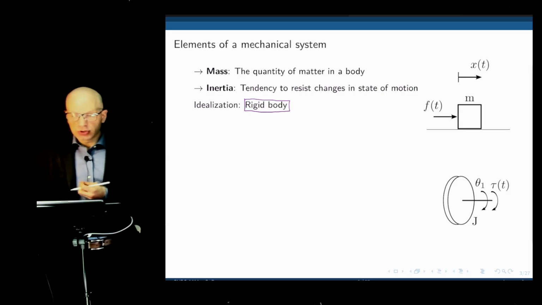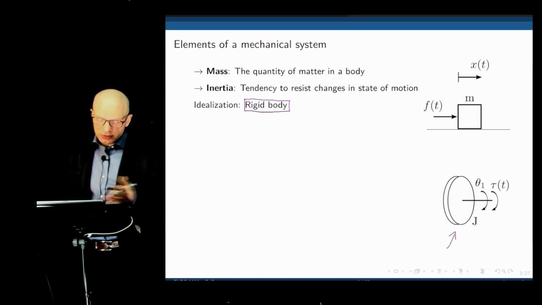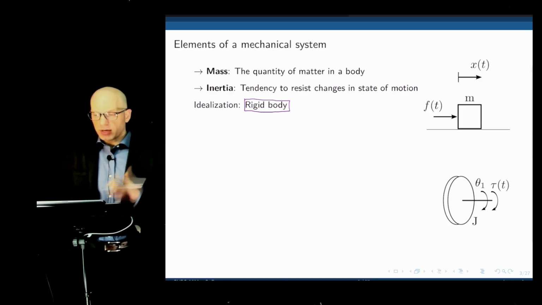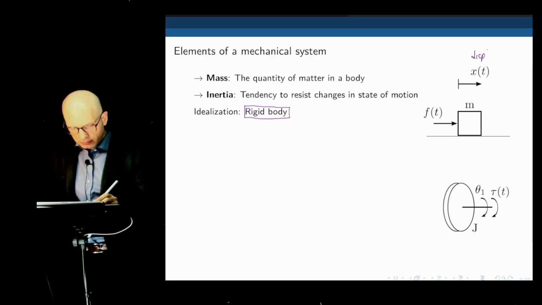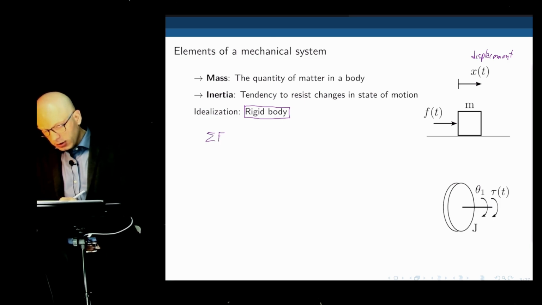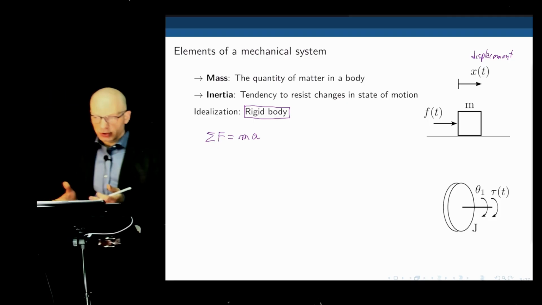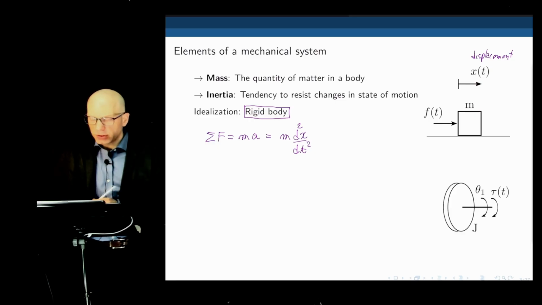So let's now derive the equations of motion for the two simplest systems: a mass subjected to a force that produces a linear motion, and one subjected to a rotational motion that has a certain inertia. Starting with the first one, here we have a force applied to a mass. This block represents the mass, and it has a displacement x. How do we relate the force applied to that mass? Well, we know that the sum of all forces acting on a body is equal to the mass times its acceleration. In terms of displacement, this is equal to the mass times the second derivative of its displacement.